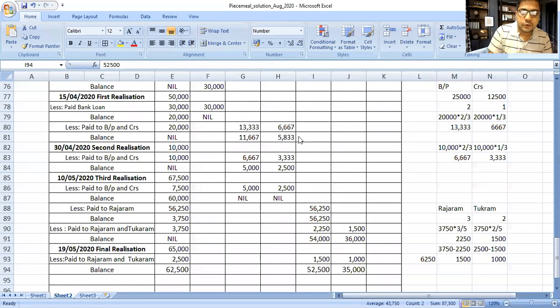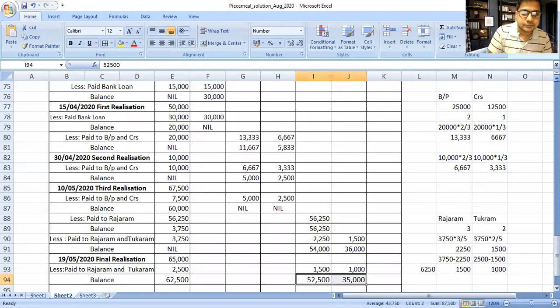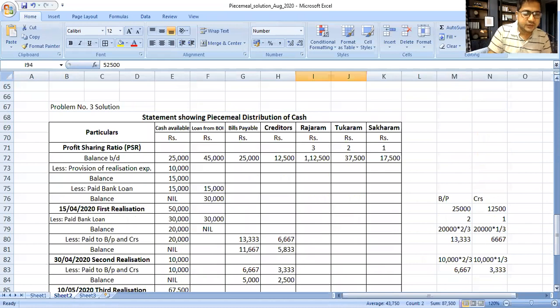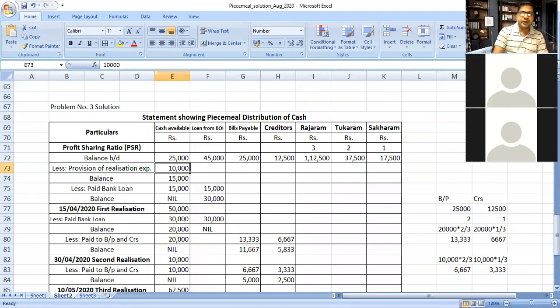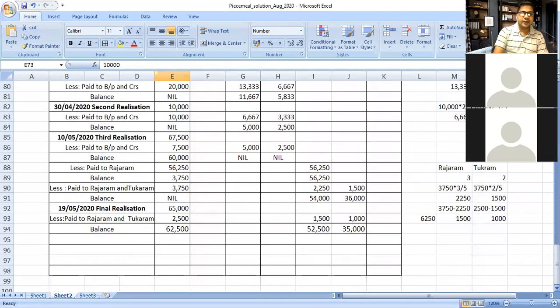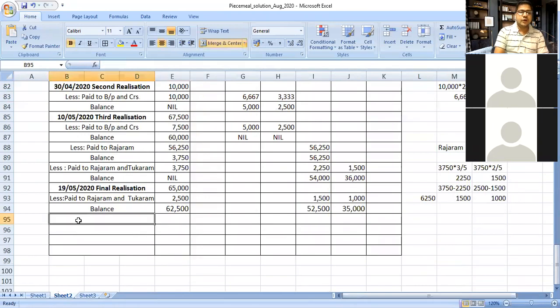These things you have to keep in mind. We deducted only 10,000. If you see the beginning of our problem, we deducted 10,000. But actually, how much do we want to deduct? We want to deduct 12,500. It means 2,500 we are still due. So we will deduct this value.